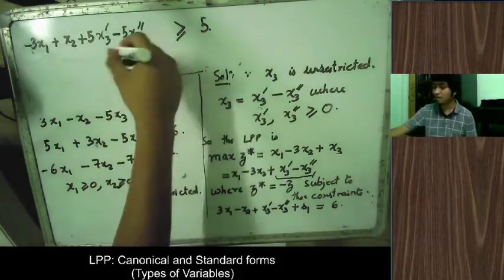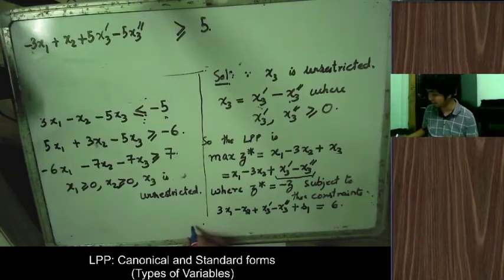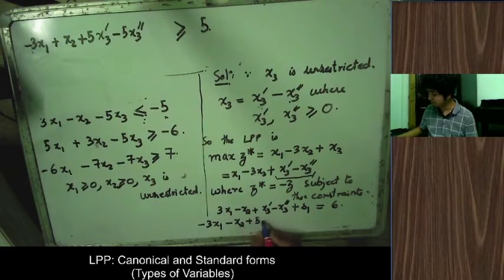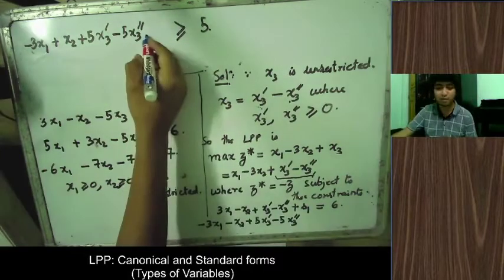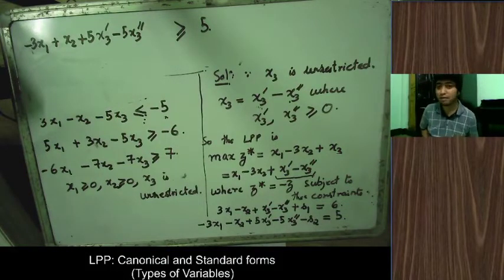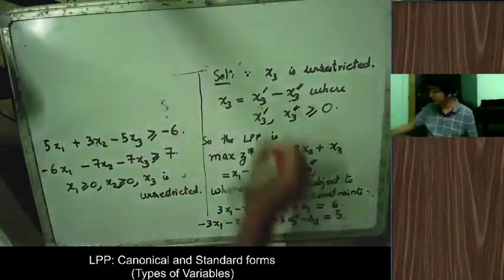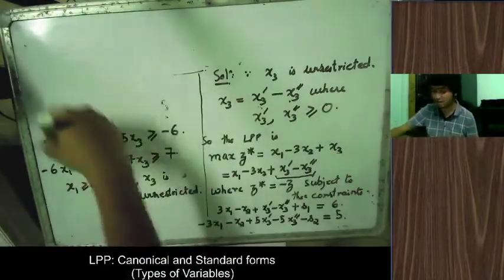So ultimately, if we have to convert this one into an equality, we have to subtract a surplus variable. So this one will change into minus 3x1 minus x2 plus 5x3 dash minus 5x3 double dash. We have to subtract another variable, which is a surplus variable, equal to 5. So this is how we do it. Okay, so this one is also done. I will write the answer on top now. This is the answer, this is the explanation.